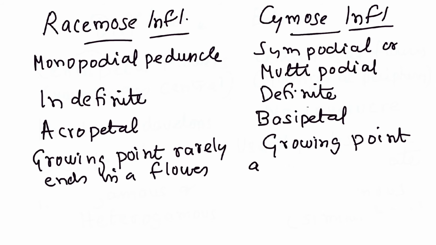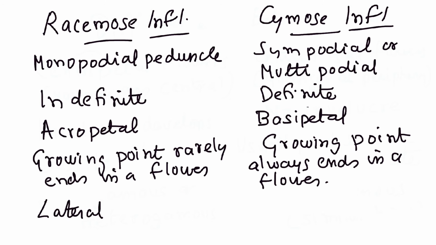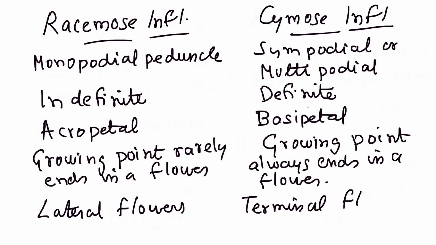Going on to the fourth point, in Racemose, rarely does the growing point end in a flower. So it's very rare to have a flower at the growing point. But as far as the Cymose inflorescence is concerned, the growing point always ends in a flower. So note that point. And the last important point is that Racemose has lateral flowers, Cymose has terminal flowers. Lateral means on the side, terminal means at the apex. So that's about the difference between Racemose and Cymose inflorescence.